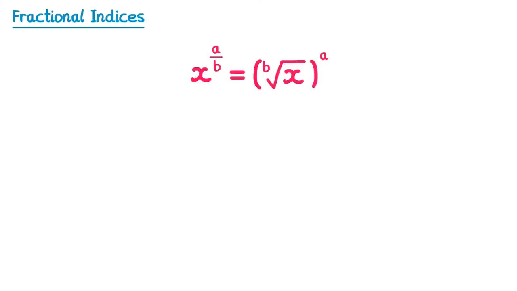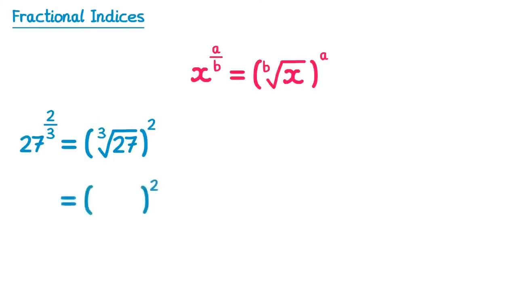Let's have a look at how we do this with some examples. So we've got 27 to the power 2/3. On the bottom we've got a 3, so we're going to start by doing the cube root of 27. Then once we've worked this out, we're going to put it in a bracket and raise it to the power 2, because there's a 2 on the top of that fraction. The cube root of 27 is 3, so we've got 3 squared, and 3 squared is just 9. So the answer to 27 to the power 2/3 is 9.